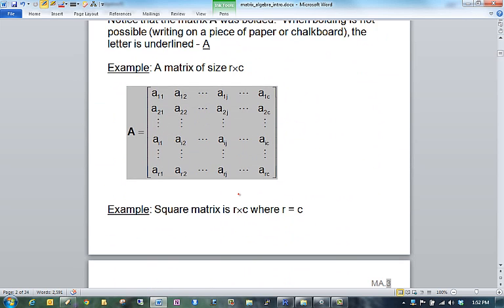In a more general sense, we can also have a matrix that's of size, let's say R by C, and that's what's shown there in that illustration. In this class, we will often be working with square matrices. So, for example, if you've heard of a covariance matrix, that's always a square matrix. And a square matrix has the same number of rows as it does columns.